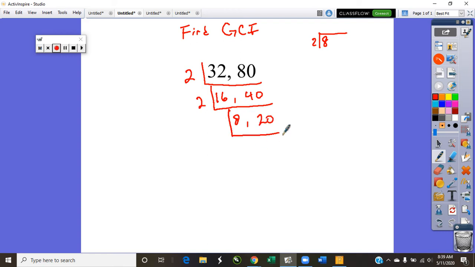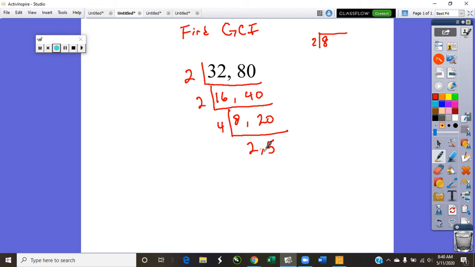Let's draw another one because neither of these are prime. How many 2's go in? Can I do 2 again? I could. I could even do 4. It doesn't matter. Let's do 4 because 4 can go into both of these, can't it? All right, so let's do 4. 4 goes into 8 how many times? Twice. 4 goes into 20 how many times? 5. Now, what do you notice down here?